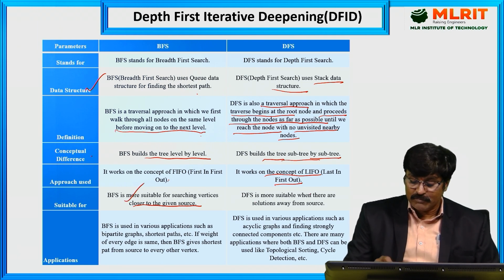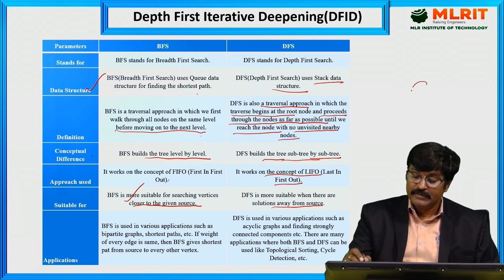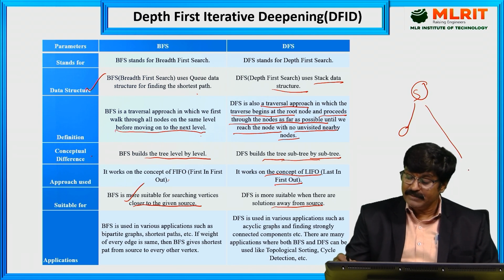DFS is more suitable when there are solutions away from the source. If the goal node is near the root node, BFS is the best. But if the goal node is far away from the root node, DFS is the best one.